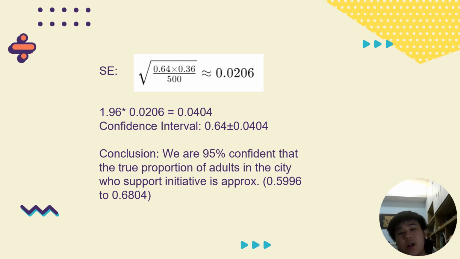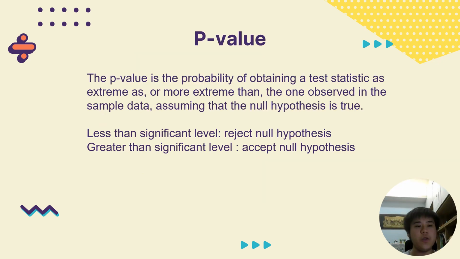So the conclusion. Now this is the same structure here. Just memorize this structure and use it for the conclusion for all kinds of confidence interval questions. Your conclusion looks like this: we are 95% confident that the true proportion of adults in the city who support the initiative is approximately. Remember to say approximately. Super important. 0.5996 to 0.6804. Just like that. Super easy, right?